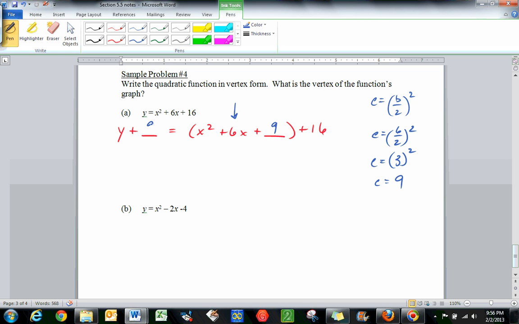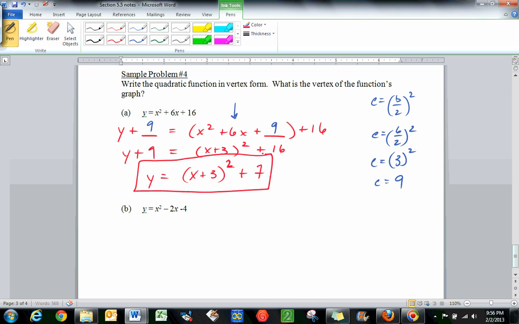So I'm going to add 9 in there to make that a perfect square trinomial. And of course, if I do that, I have to do it to both sides. So I can rewrite this, however, as y plus 9 equals x plus 3 squared, and then of course I've got to keep my 16. So now I have a square of a binomial over here, which gets me most of my way to my vertex form. All I really need to do is to subtract 9 from both sides, and in this case I combine the like terms with 16 minus 9, which is going to give us a positive 7, and that leaves us the vertex form of that quadratic function.